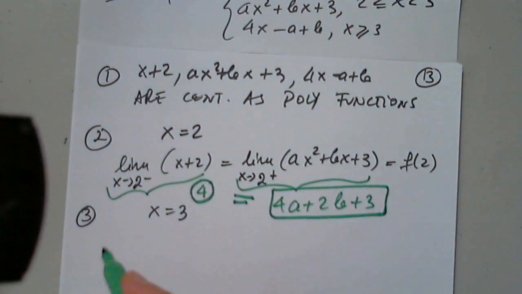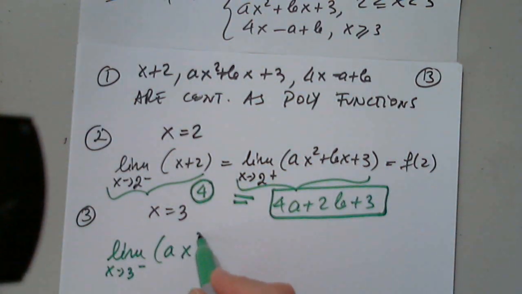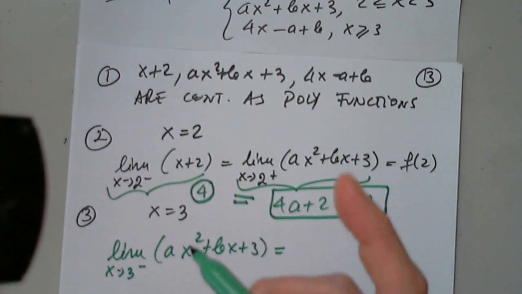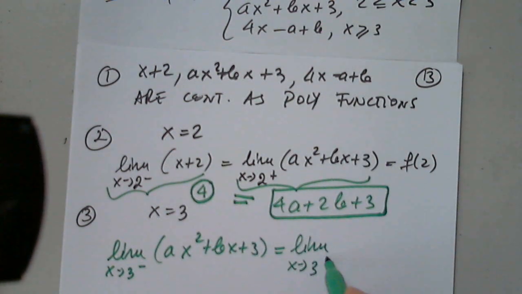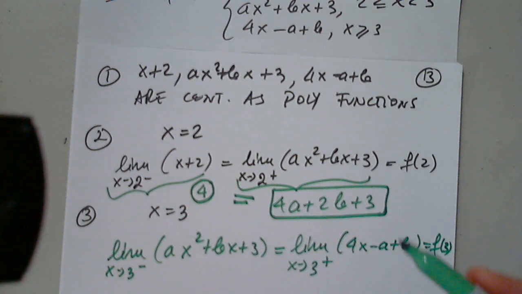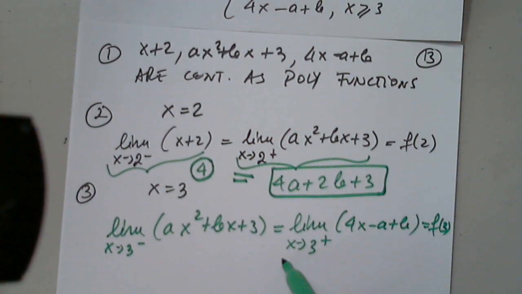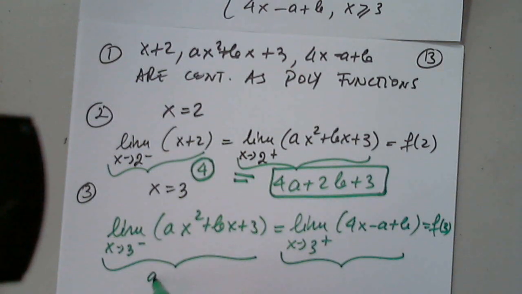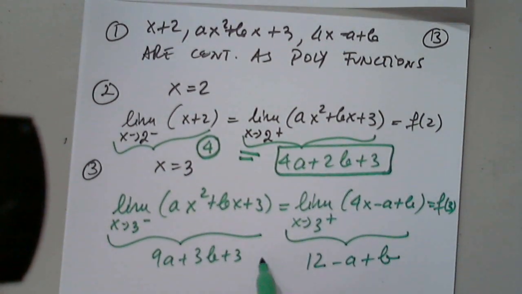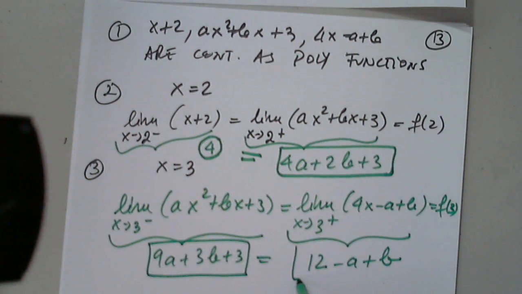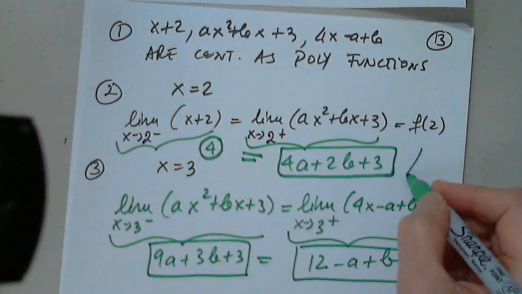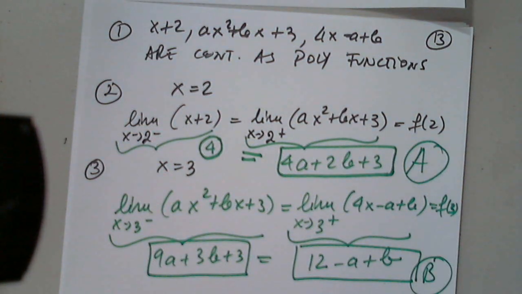Now for x equals 3. The limit as x approaches 3 from the left of ax squared plus bx plus 3 must equal the limit as x approaches 3 from the right of 4x minus a plus b, and must equal f of 3. That f of 3 will equal this, so I don't have to write it again. So now let's see what we get. This is 9a plus 3b plus 3. And this one is 12 minus a plus b. So this must equal this. This will be equation A, and this will be equation B.